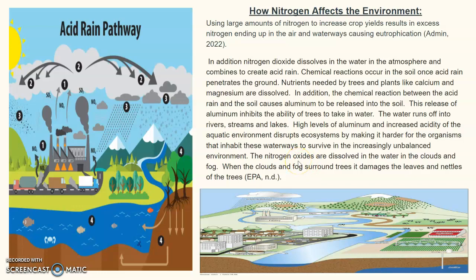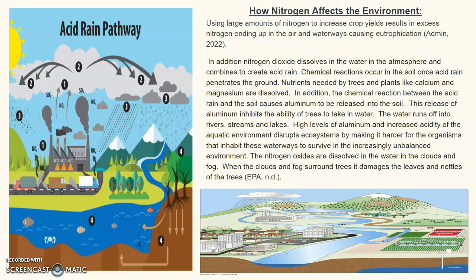Nitrogen affects the environment in that when large amounts of nitrogen are used, it ends up in the waterways and it's causing eutrophication. It also causes acid rain, which damages the trees and creates a very acidic environment for fish and wildlife.